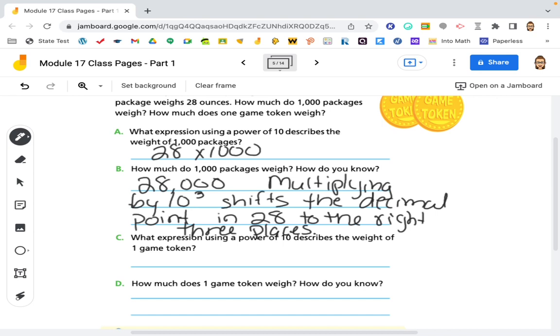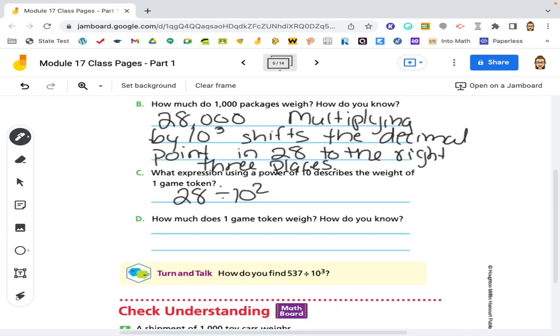So what expression uses a power of 10 to describe the weight of one game token? Well, it would be 28 divided by 10 to the second power. So how much does one game token weigh? Well, second power means we move our decimal point over 2 places to the left, so we'd have 0 and 28 hundredths ounce.